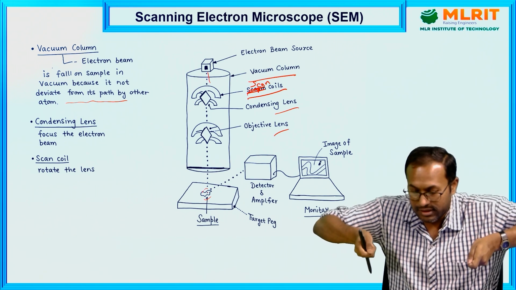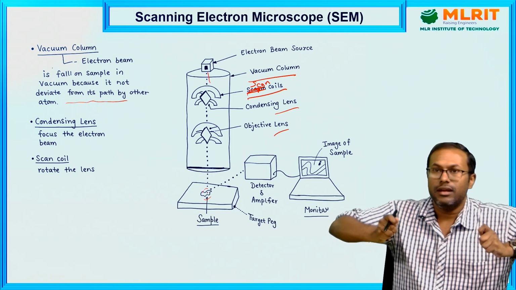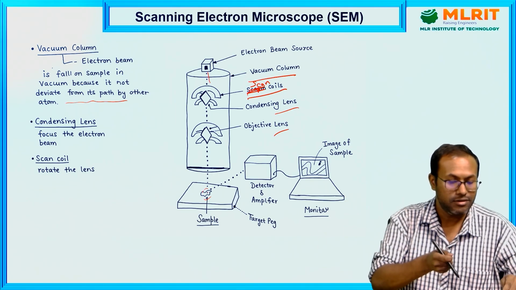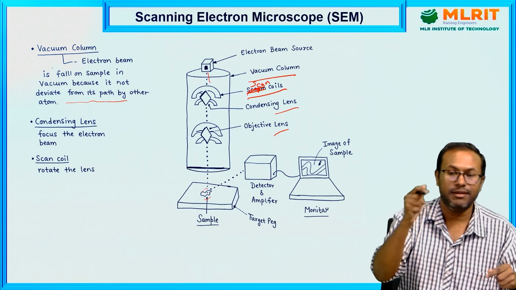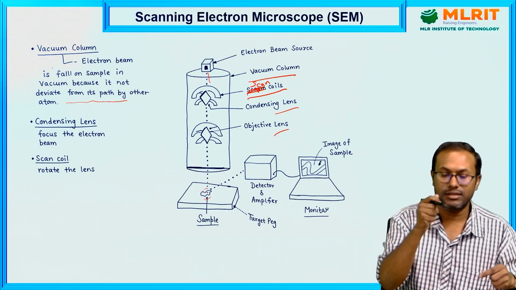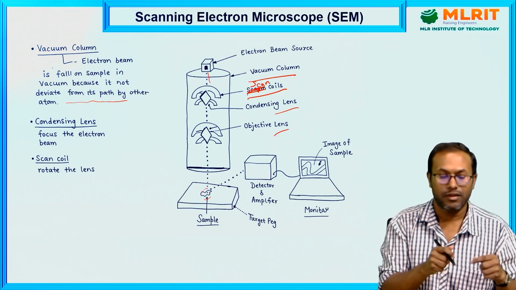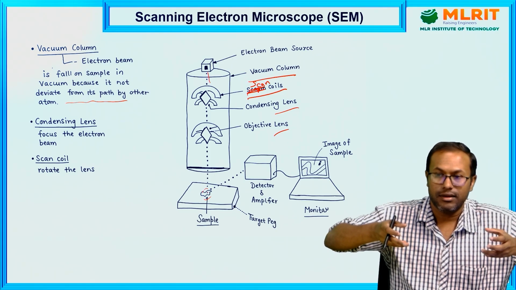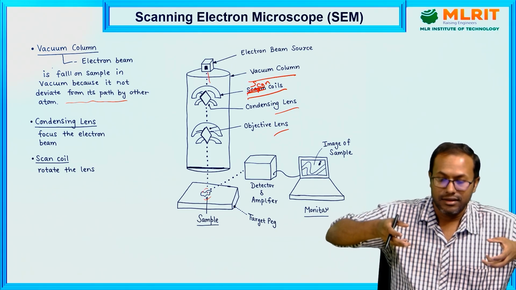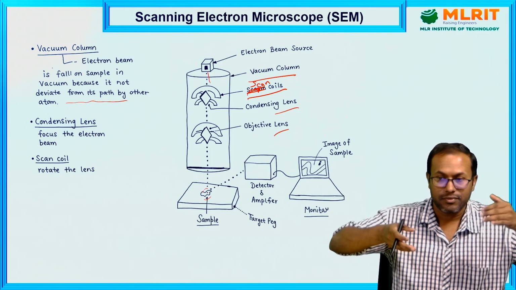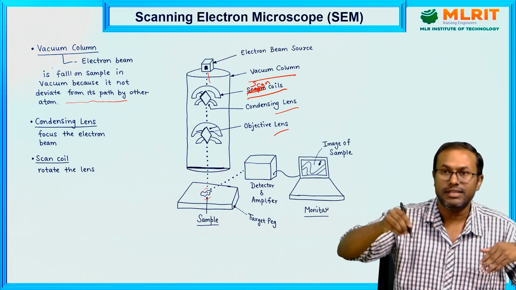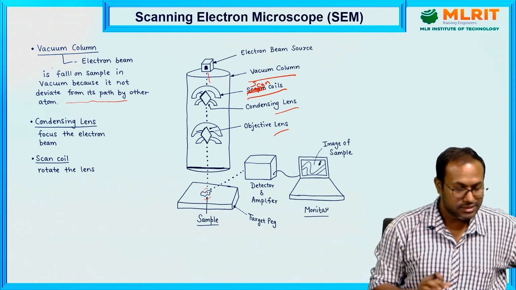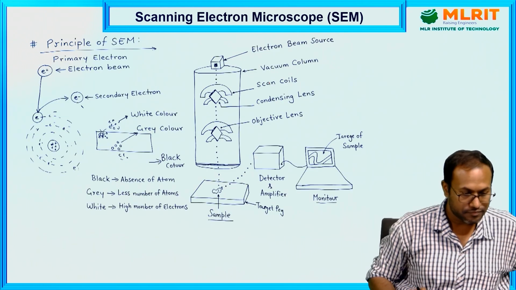Suppose it moves in this direction, in this side, in every direction, okay. This means the electron beams will fall on each and every point of the sample, okay. So that is the purpose of the scan coil. The scan coil rotates the lens, then the electron beams fall on each and every point of the sample, okay. So that is the purpose of the scan coil.